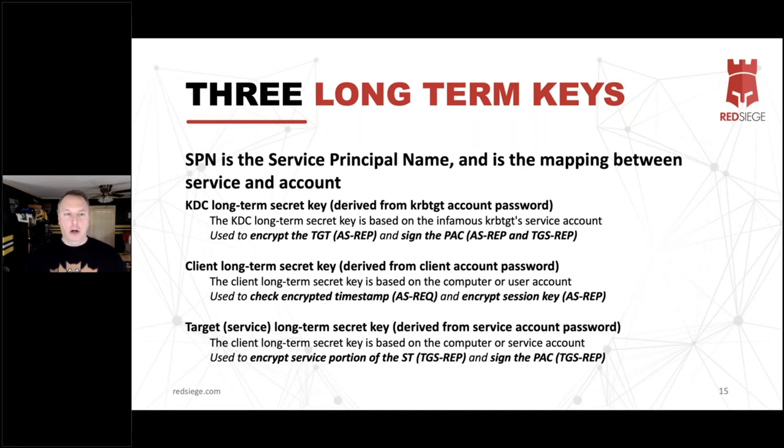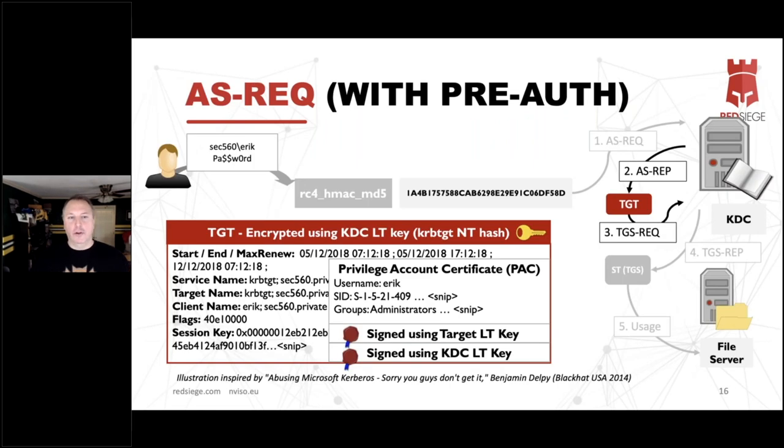The client long-term key is pretty straightforward, right? That's my password hash. And then the target's long-term key is going to be the password hash of that underlying service, of that target service. So here's what all of this looks like. This is a slightly more complicated representation of how we do our authentication.